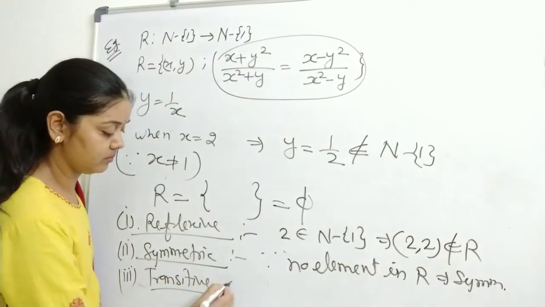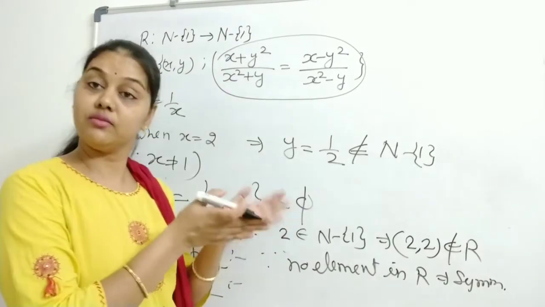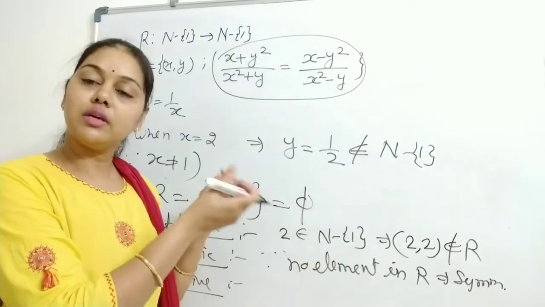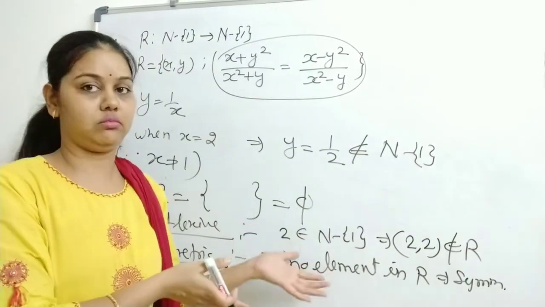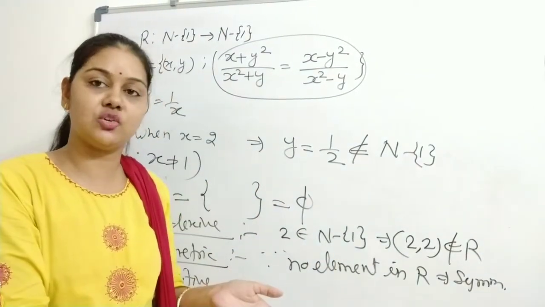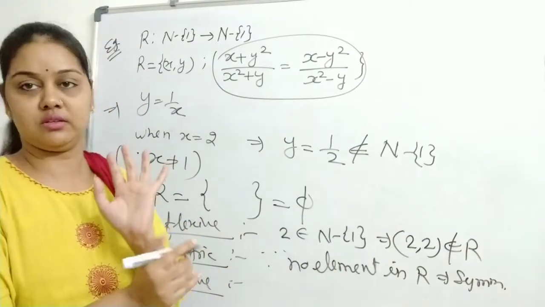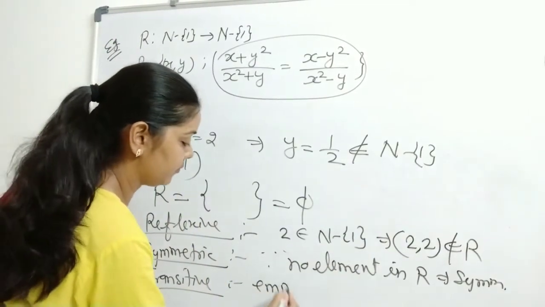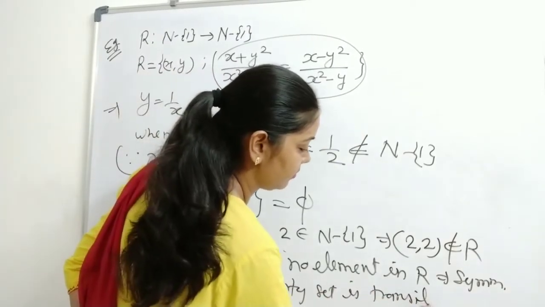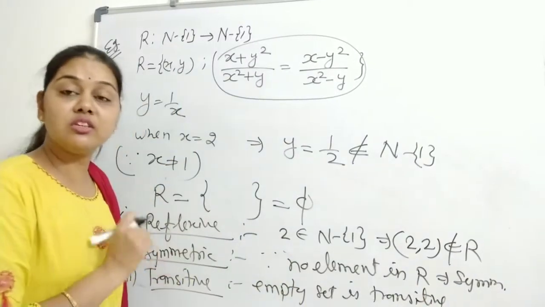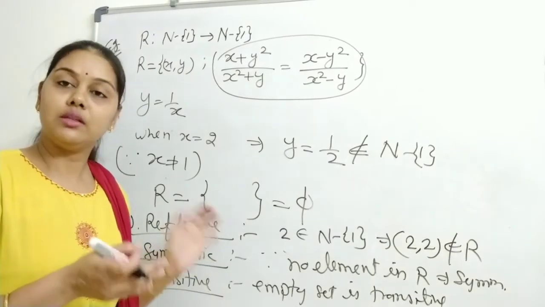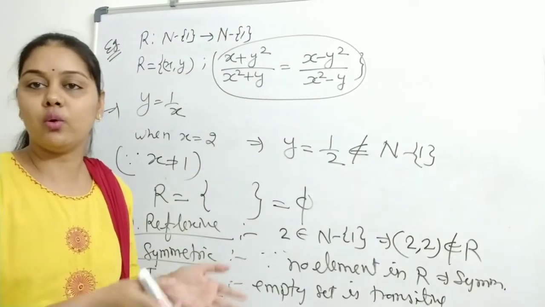Transitive is again checked for only those elements which belong to R. Even there is no element, so no left hand side condition is satisfied, so we need not check the right hand side condition. We can simply mention it is transitive. So this relation R is symmetric and transitive, but it is not reflexive. That's why it is not an equivalence relation.